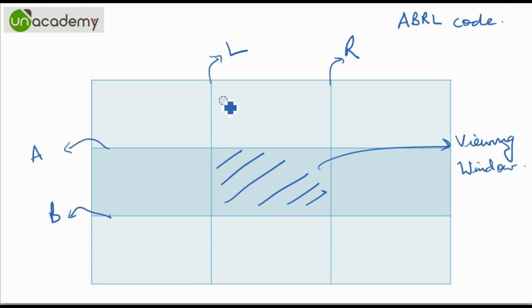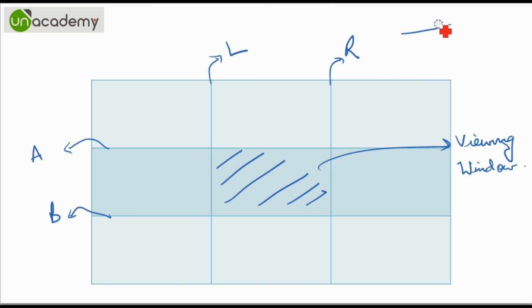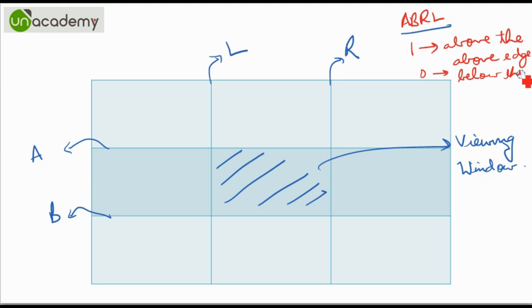Okay? So, what is an ABRL code? It is 1 if above the above edge, and 0 if below the above edge, and that is how this will work.